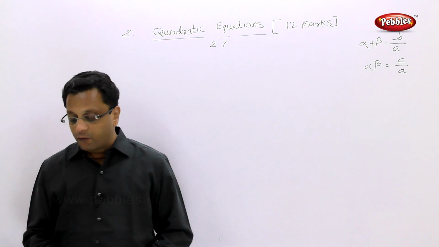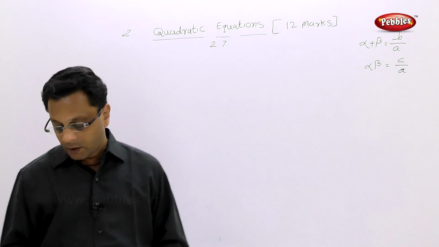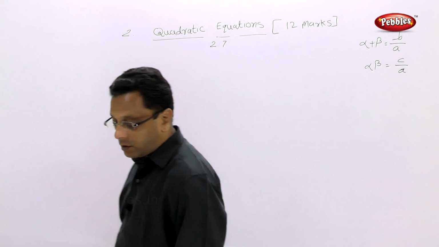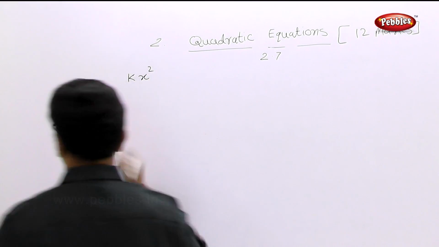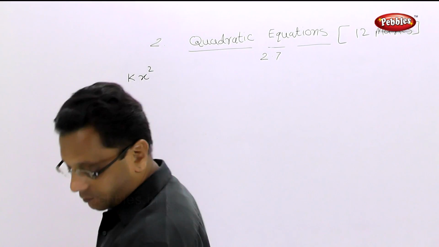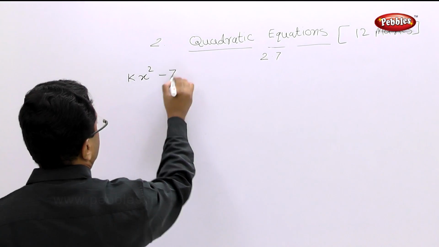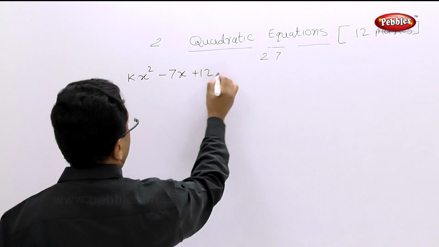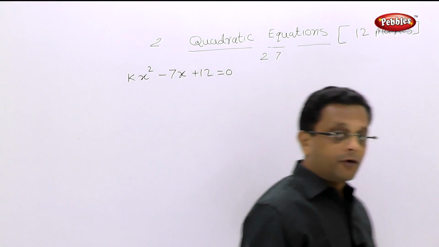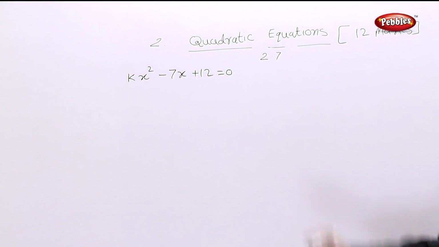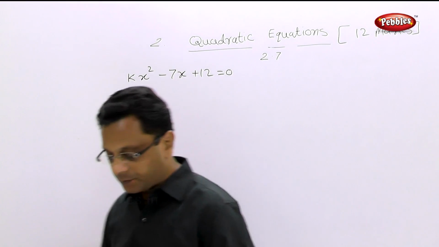Find k if one of the roots of the quadratic equation is 3. They are given one quadratic equation, kx square minus 7x plus 12 equal to 0, and they say that one of the roots of this quadratic equation is 3. How will you do this?